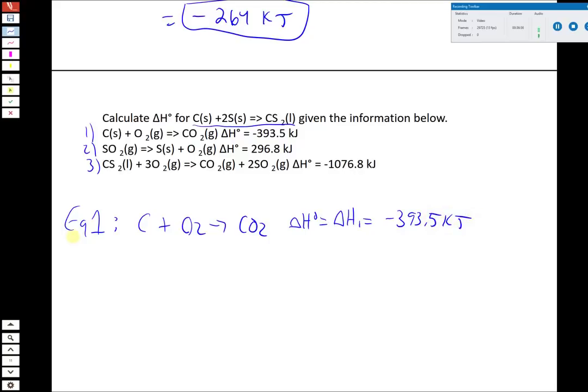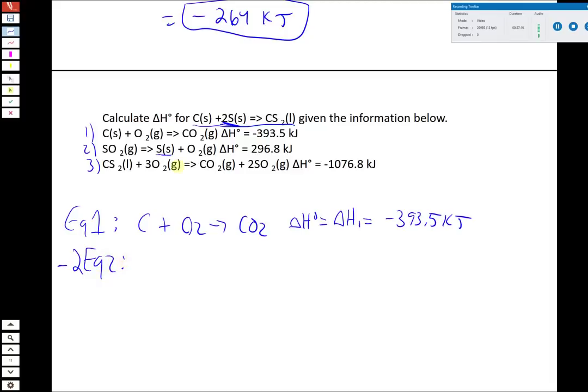Alright, now for the second one we have two sulfurs as a reactant in our equation, but on this one, number 2, we have one sulfur as a product. So we need to take this sulfur, move it to the reactant side, and double it. That's equivalent to multiplying it by minus 2. We're going to flip and double equation 2.